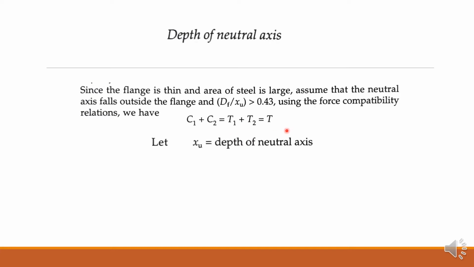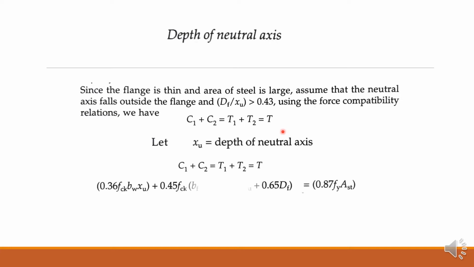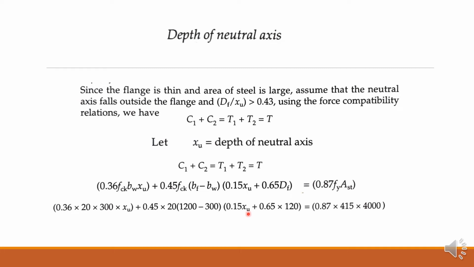Let us assume xu is equal to the depth of the neutral axis. So C1 is equal to T1. We know the compression force C1 is equal to 0.36 FCK BW into XU, plus C2, that is 0.45 FCK into BF minus BW into 0.15 XU plus 0.65 DF, is equal to T, that is 0.87 FY into AST. Substitute the values and find out the XU.